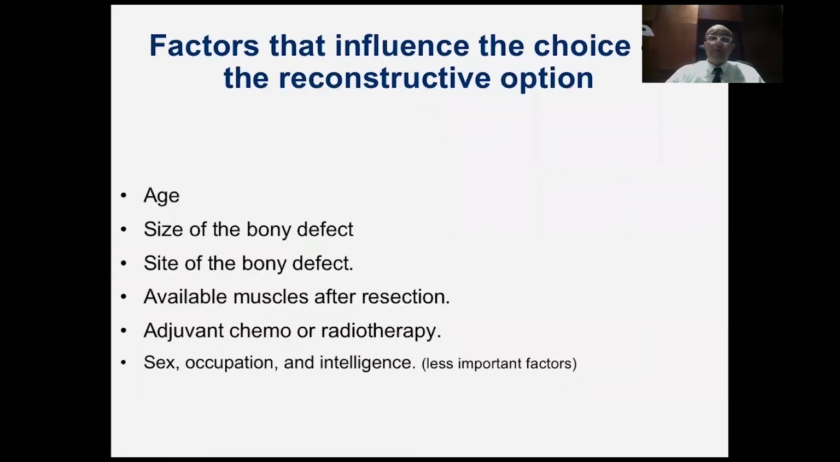So how do we choose among these many reconstructive options? There are factors that influence our choice: the age. What we do for young individuals is different than adults. The size of the bony defect, the site of the bony defect, and the available muscles after resection. In order to have a mobile reconstruction, we need muscles to move them. If we have to remove all the muscles, we'd resort to something that causes joint fusion. The need for adjuvant chemo and radiotherapy, the sex of the patient, the occupation, what he needs this reconstruction for, and the intelligence to use sophisticated reconstructive options.